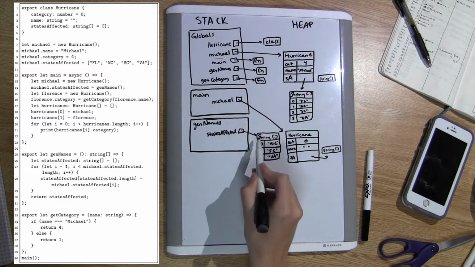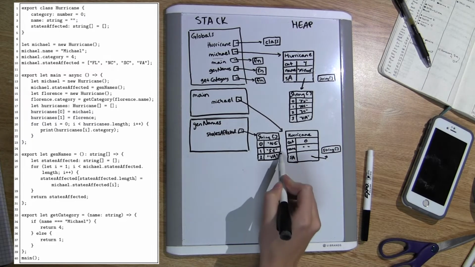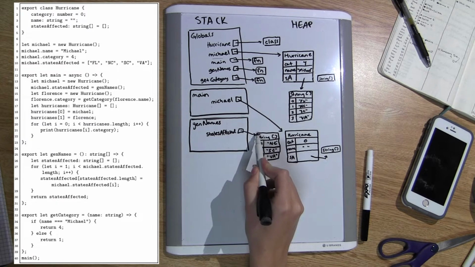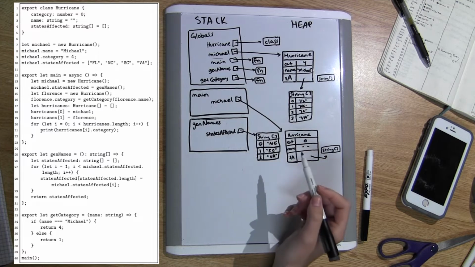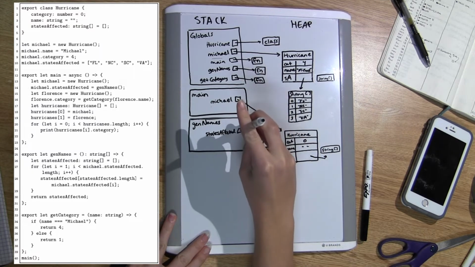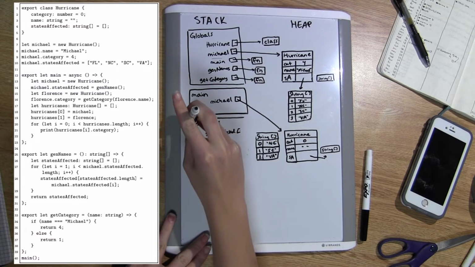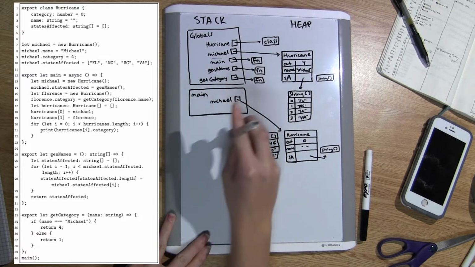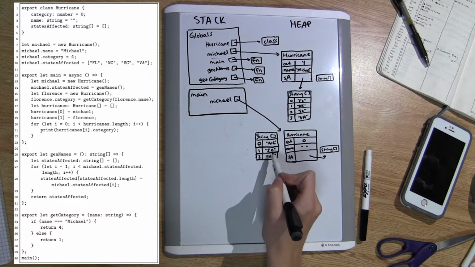So at line 30, we're returning this array right here, the statesAffected array, and this genNames function is going to be over. And what that means is that this whole frame is going to pop off of the stack and kind of disappear. And all that we're left with is this piece that we were going to return. Now, where does this go? Because right now it doesn't seem to be attached to anything in memory.